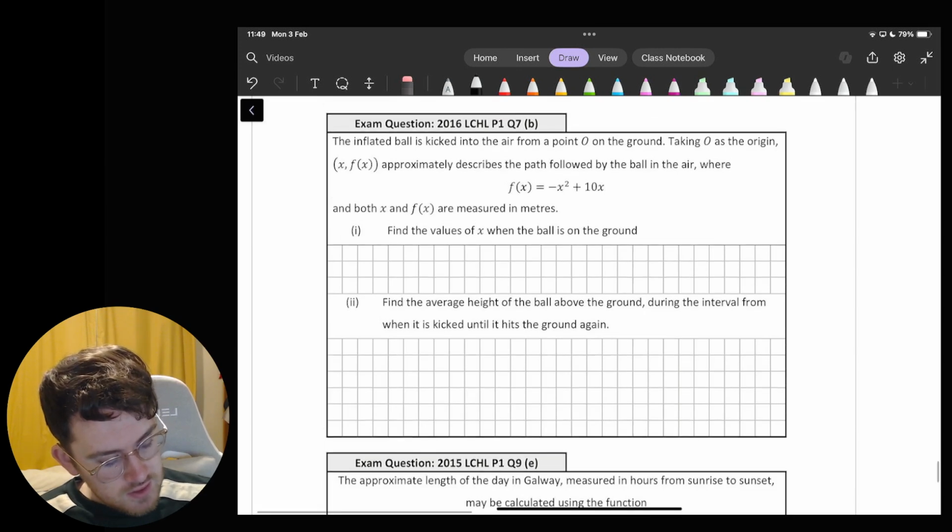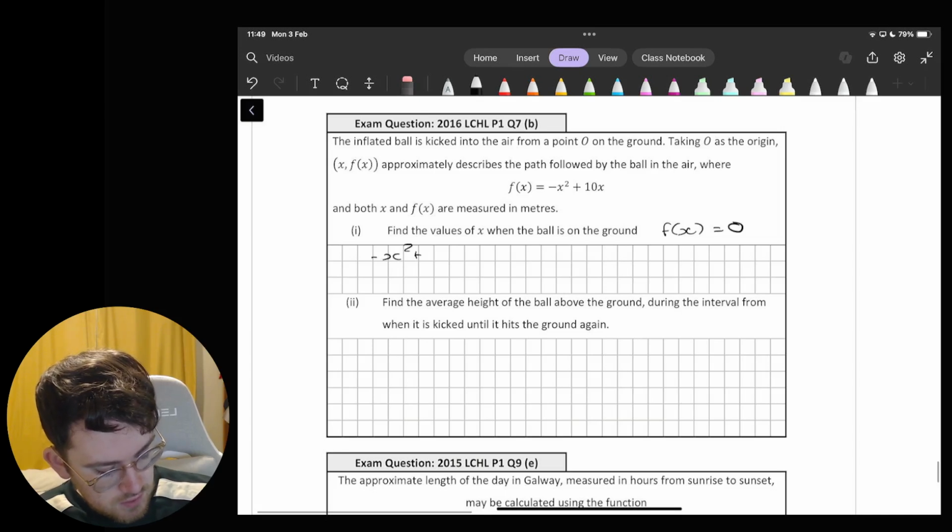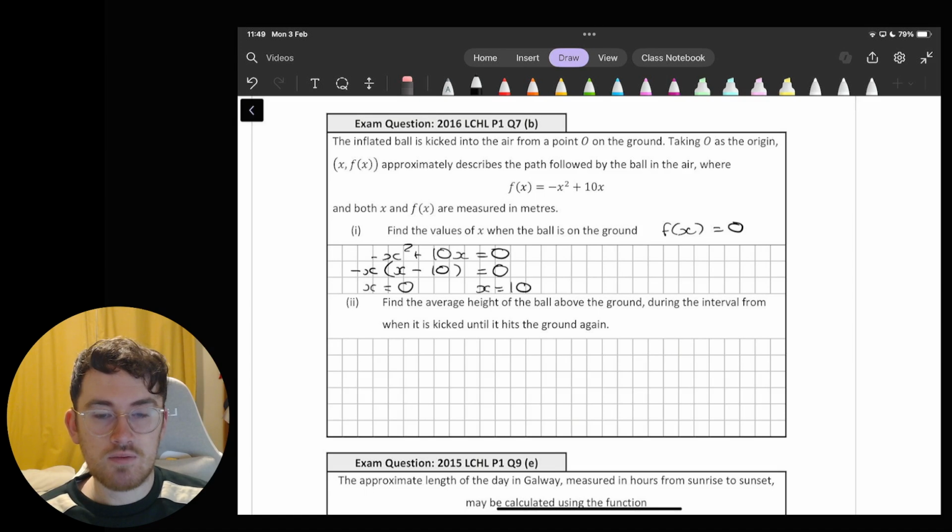So the ball on the ground, that's going to be where f of x is equal to 0. So that's minus x squared plus 10x equals 0. Again, very similar to the one that we just did as an example. We get that x is 0 and x is 10. So those are the two points when the ball is on the ground.